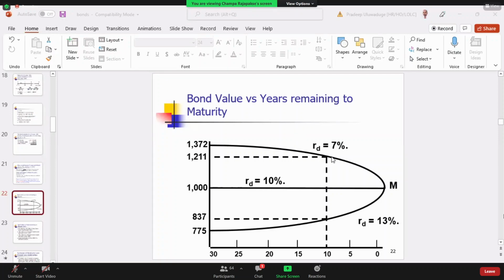So a premium bond will not be able to sell at higher prices, because a person who purchases it will have only 1,000 at maturity. So nearing maturity, the demand for this bond will come down, and the price will decline to the face value.